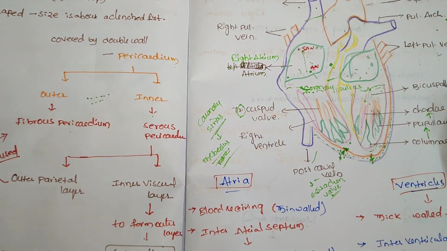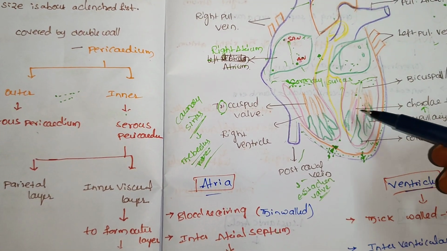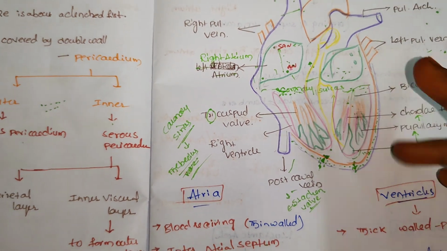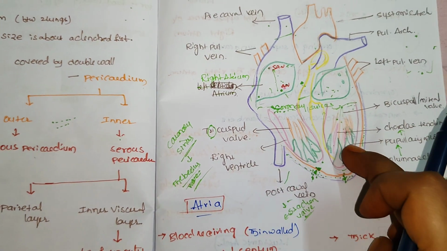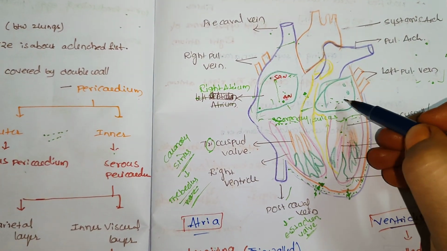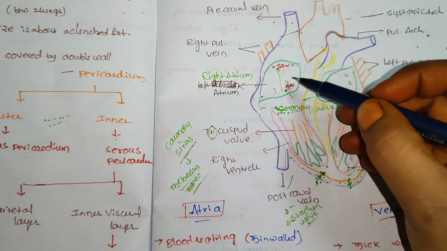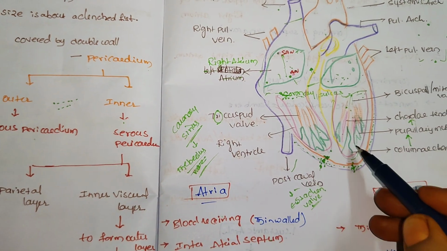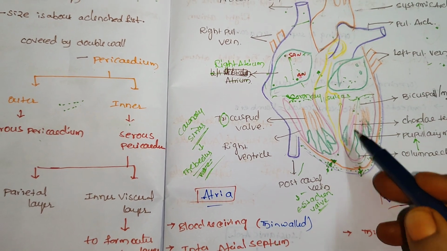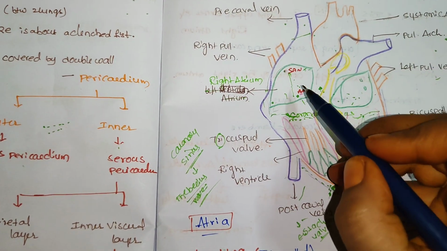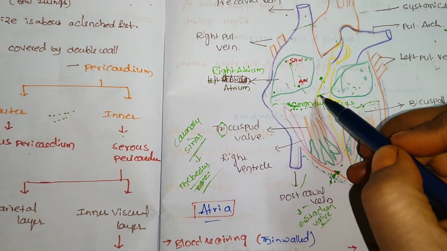1, 2, 3, 4. 4-chambered heart. Upper two chambers are called atriums. Lower chambers are called ventricles. Right atrium, left atrium. Right ventricle, left ventricle. So here the atriums are upper, small, receiving chambers. Lower and large and thick and pumping chambers. And two atria are separated by the septum, that is atrial septum.